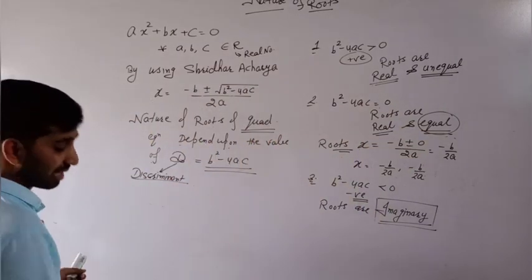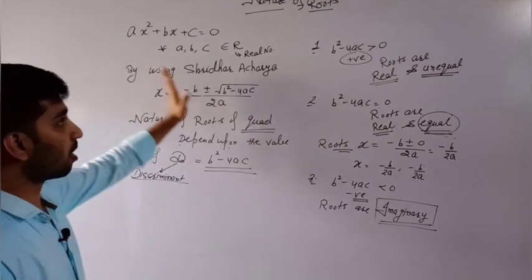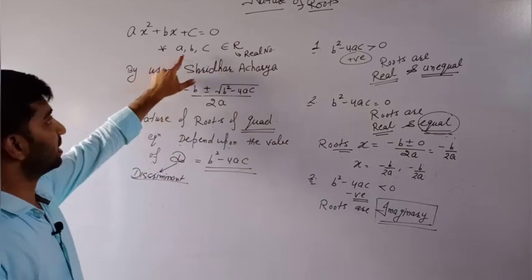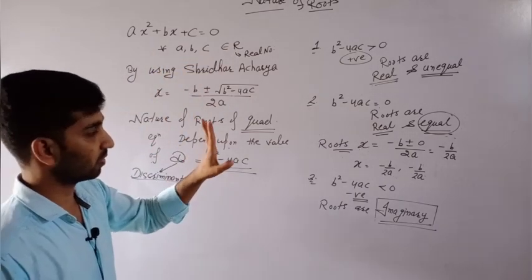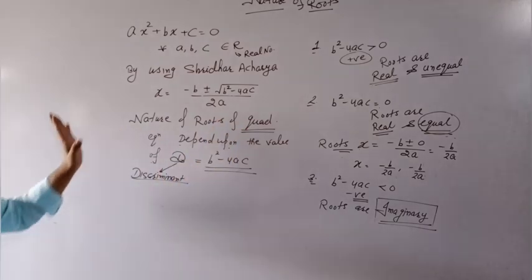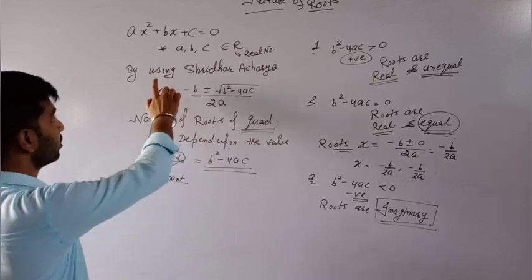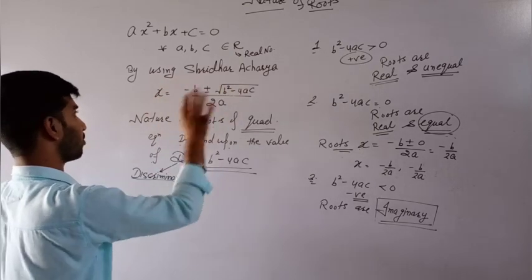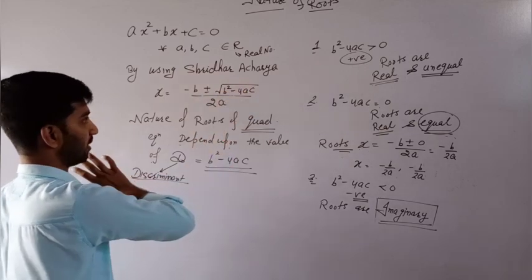If we want to classify further, then all will change. A, B, C belong to R and also belong to Q, but that is not in our syllabus. Using Sridharacharya formula, x is equal to minus b plus minus root of b squared minus 4ac divided by 2a.